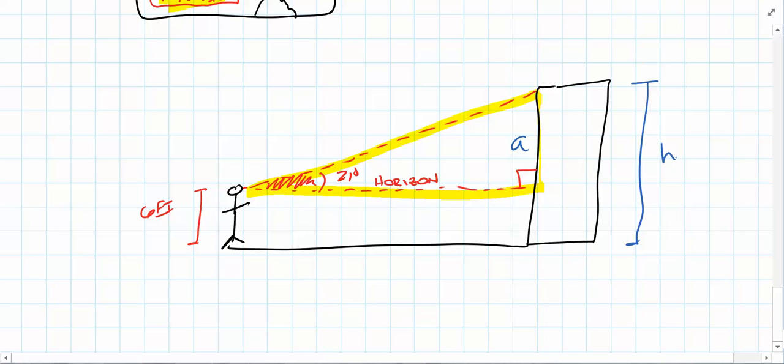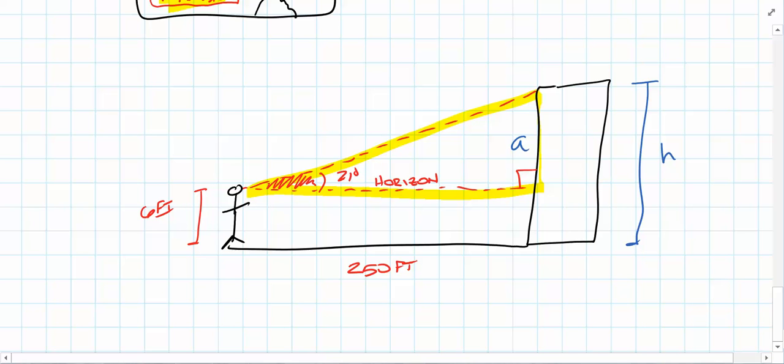I still need something, right? What would be a good thing to know in this particular case? Yeah, exactly. How far away from the building I am? I am 250 feet away. Obviously, this is not drawn to scale. We're just going for conceptual knowledge here.